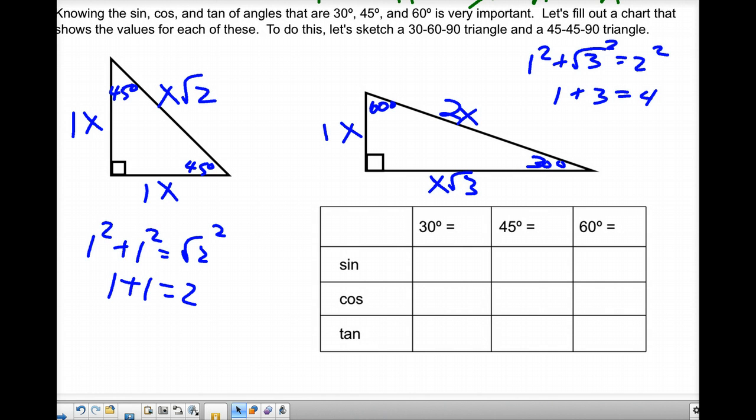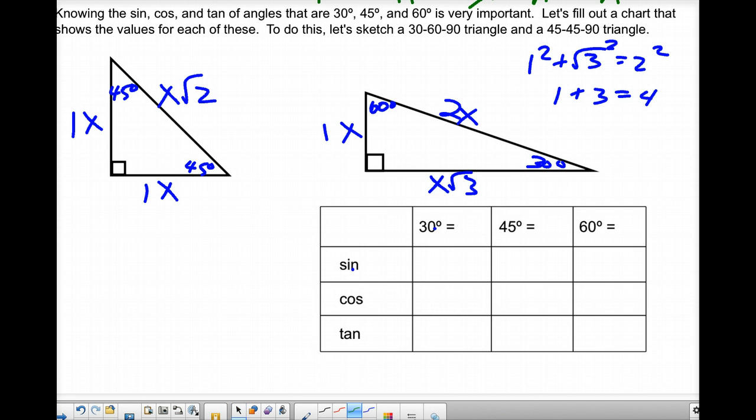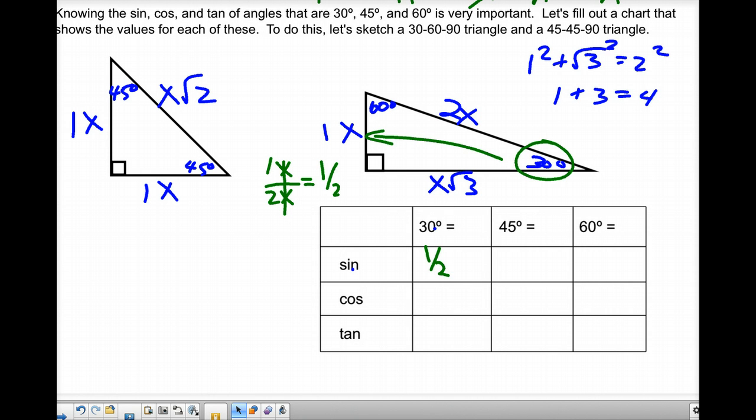All right, how does this help me? If I want to find sine of 30, I say, hey, look, I've got a 30-degree angle right here, and I know sine is opposite over hypotenuse. Well, the opposite of 30 is 1x. The hypotenuse is 2x. X's will cancel. Sine's a half. Cosine of 30 right here is adjacent, which is x root 3 over hypotenuse, 2x. X's cancel. That's square root 3 over 2.